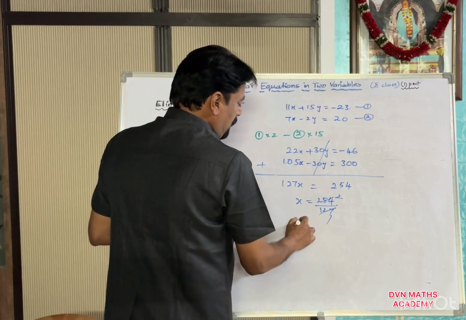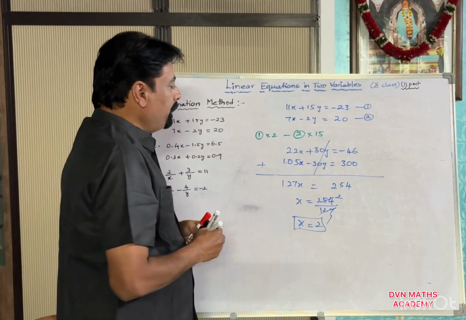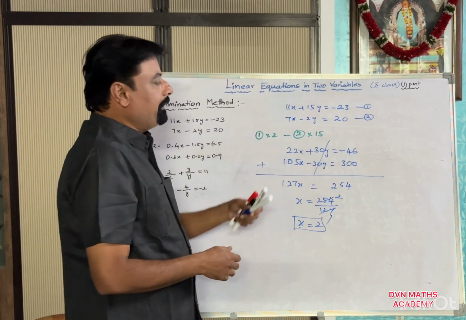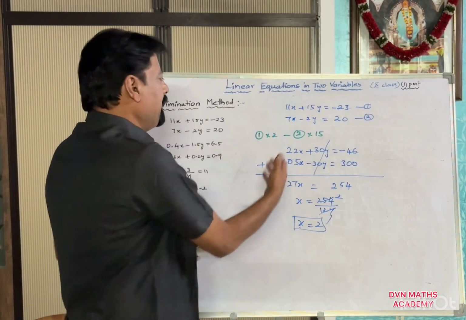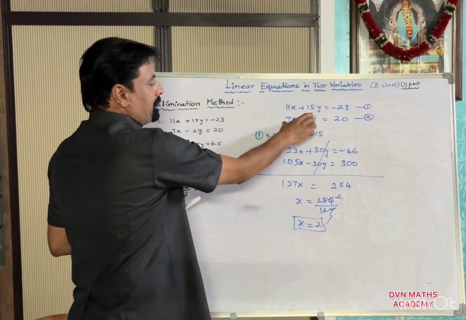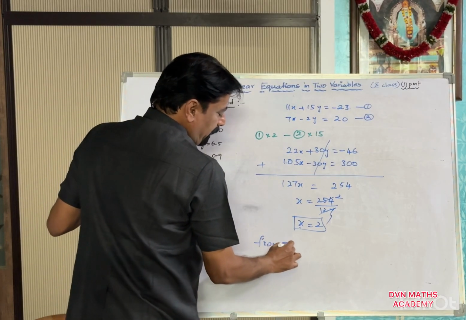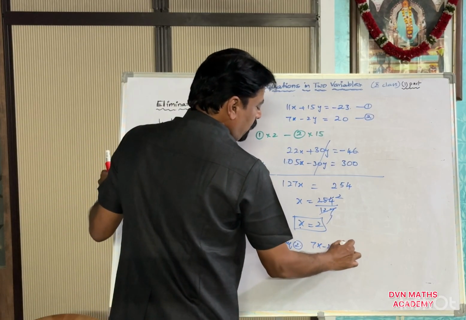Ones are, twos are, then I got the value of x is equal to 2. So when I eliminated the y value, then I got the value of x. Now you take any one equation and select the easiest equation from these two. Any equation you can select, but the second equation is somewhat easy. From equation 2, that is 7x minus 2y is equal to 20.